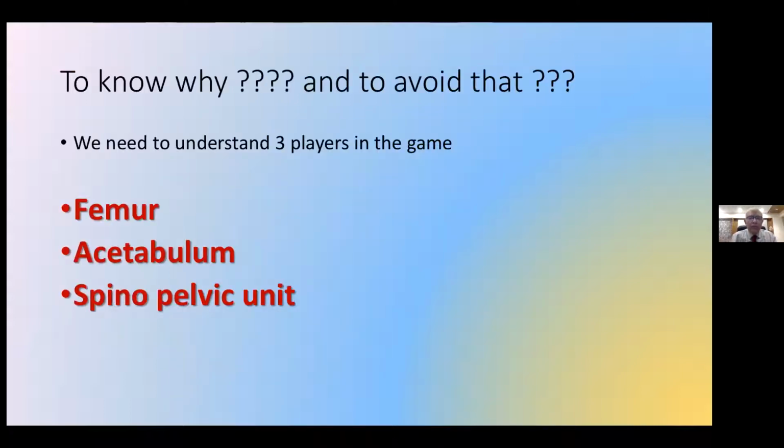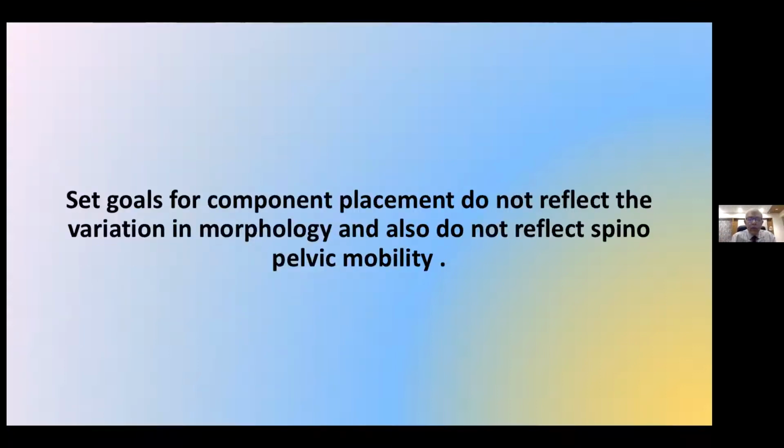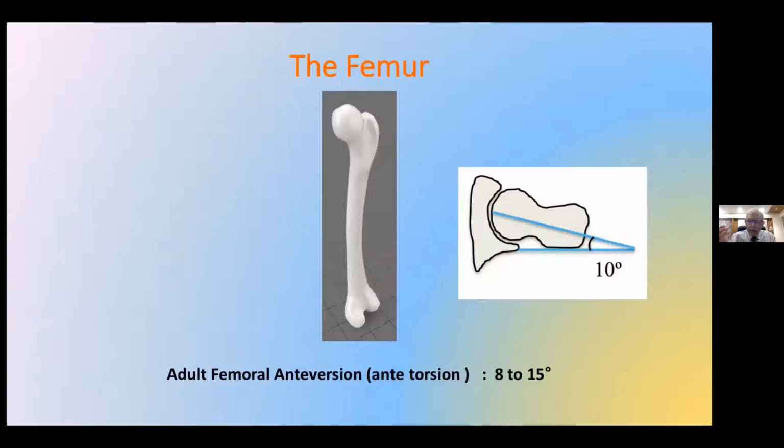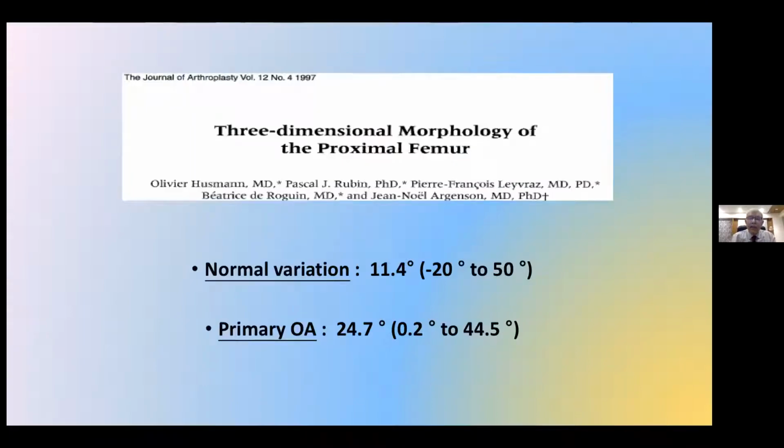So to avoid this, we need to understand the three players in the game: the femur and acetabulum, but there's a third player, the spinopelvic unit. Now, the set goals for component placement do not reflect the variation in morphology and also do not reflect spinopelvic mobility. We all know that the natural femur in our own body has anteversion of about 8 to 15 degrees. But there are lots of papers which suggest that there is a lot of variation in the morphology, and that variation can be minus 20 to 50 degrees.